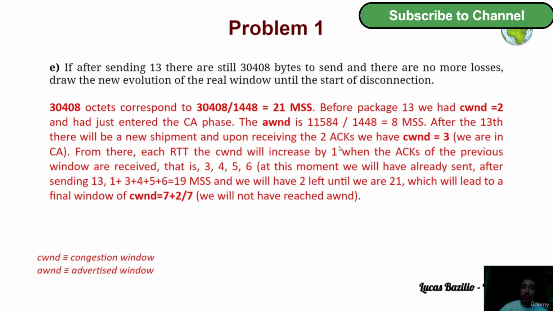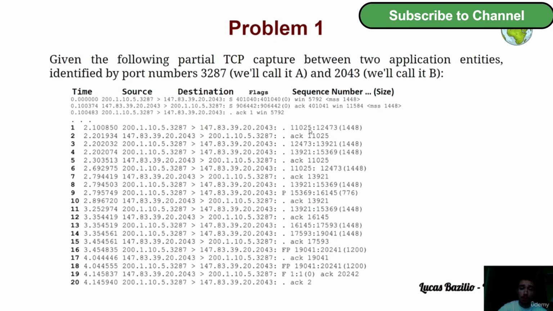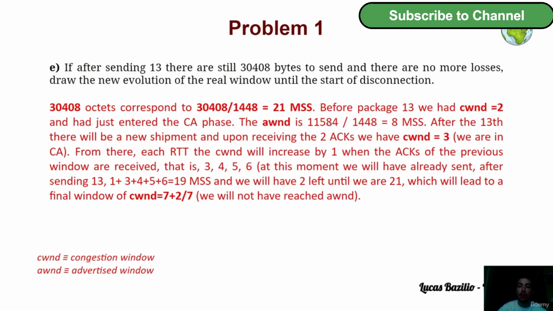What is important to mention here is the advertised window, as we know from the TCP frame in this TCPdump capture. The advertised window is this value, 11,584. We already explained in the previous question, question D, that this win that we see here on the capture represents the advertised window. The advertised window has this value in bytes. If we want to know how many maximum segment sizes it occupies, we can just divide this by the value of a maximum segment size. So the advertised window is 8 maximum segment sizes.